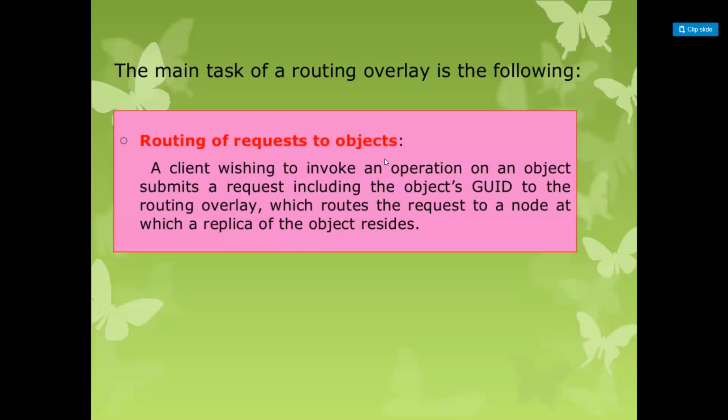In the earlier cases, the request is given to the server. Here the request is given to the routing overlay, which routes the request to a node at which the replica of the object resides. Why? Because here we are maintaining the replicas at different places. The routing overlay routes the request to a node which contains a replica of the object.